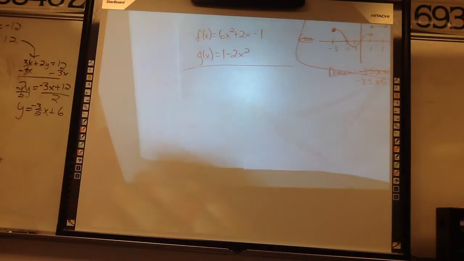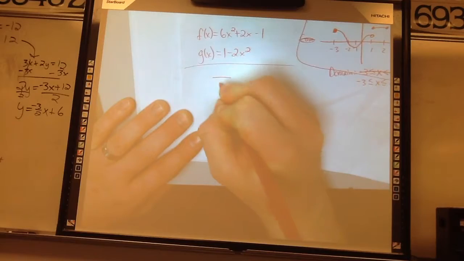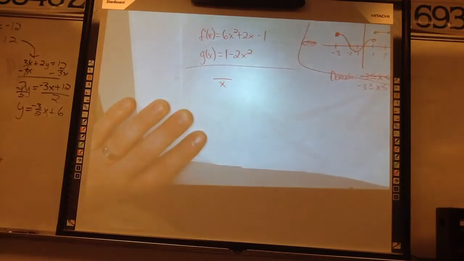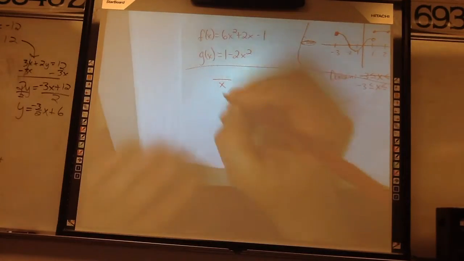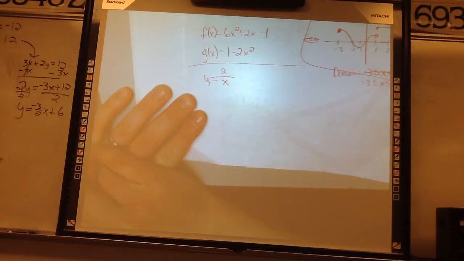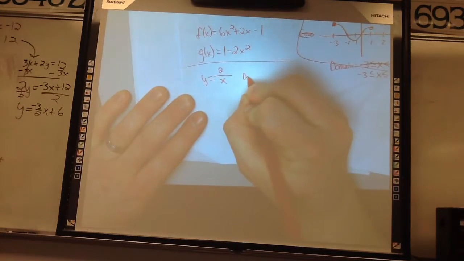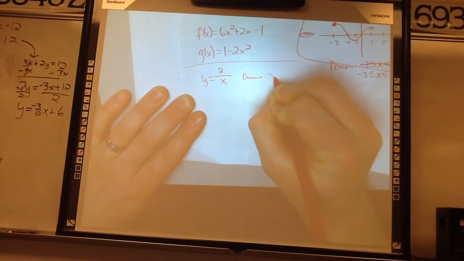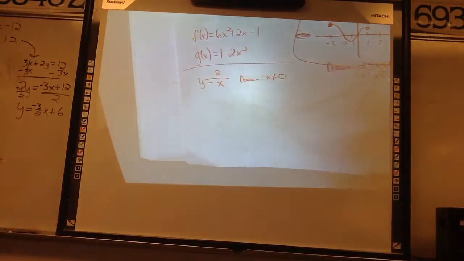What are some operations in math that you cannot do? You cannot divide by 0. So anything that has an x in the bottom, there will be some number that x cannot equal. If you have that, the domain is not all real numbers. It would be everything except 0. So for this one, the domain would be x cannot equal 0. And that's fine. If you write that, it implies that it can be anything else.